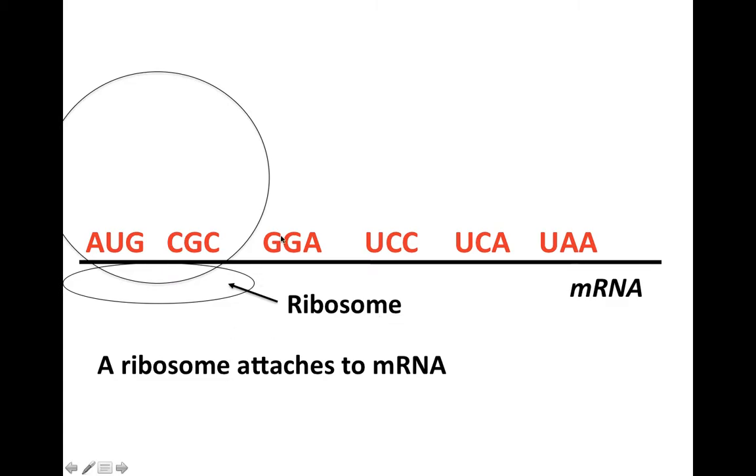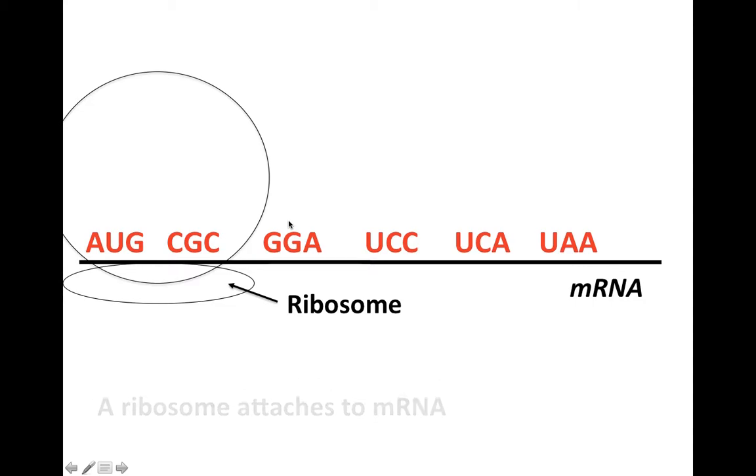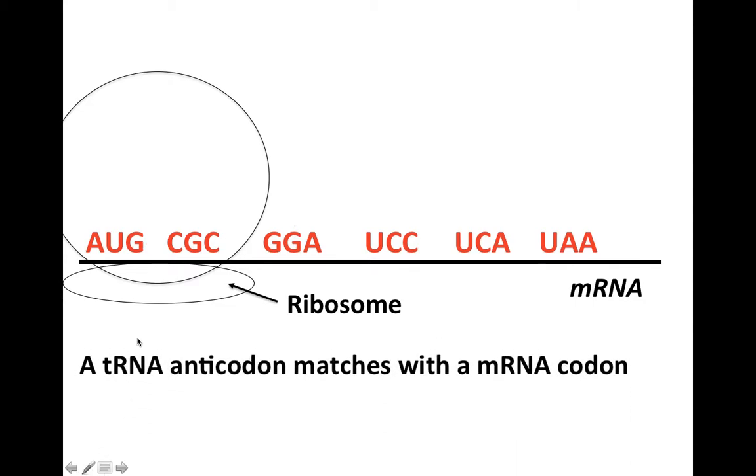Let's hop to number 2. Number 2 is a tRNA anticodon is going to match with an mRNA codon. Sounds more complicated than it is. A tRNA anticodon matches with an mRNA codon. Now you guys know that a codon is basically going to be 3 bases on messenger RNA.